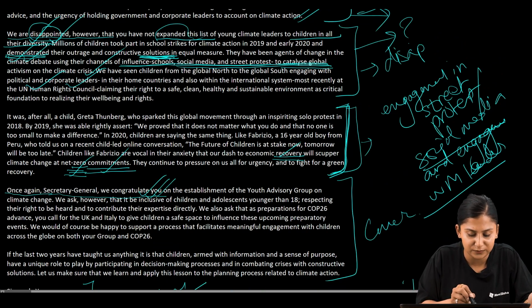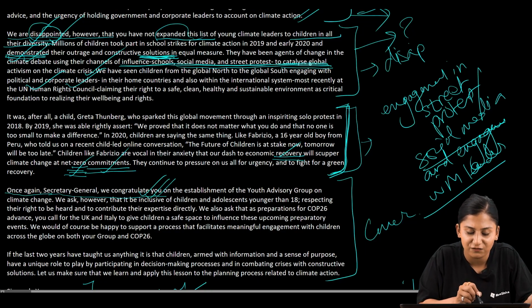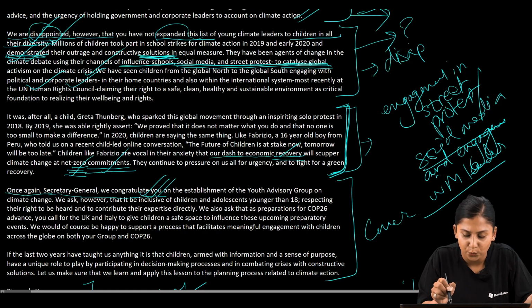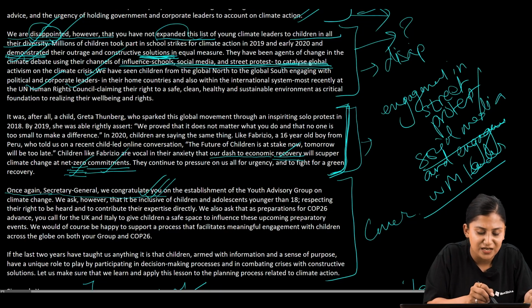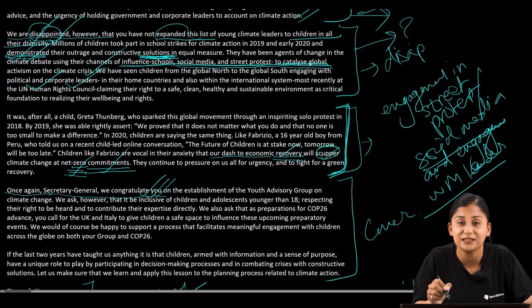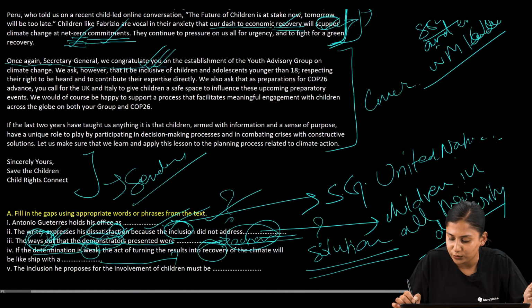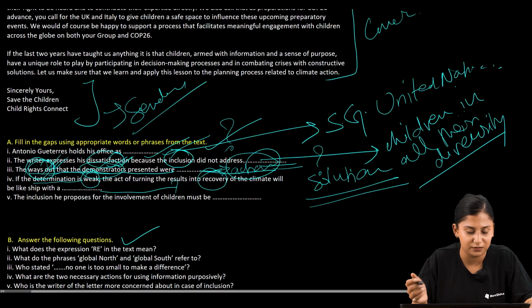Now let us read the keywords that we have marked up over here. The future of children is at stake now. Tomorrow will be too late. Children like Fabrizio are vocal in their anxiety that our dash to economic recovery will scupper climate change at net zero commitment. So the word scupper here is itself providing us the insight that some difficulty or obstruction will occur if our determination goes weaker. So now we should be writing over here.